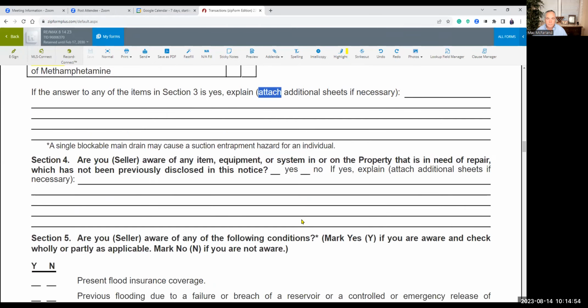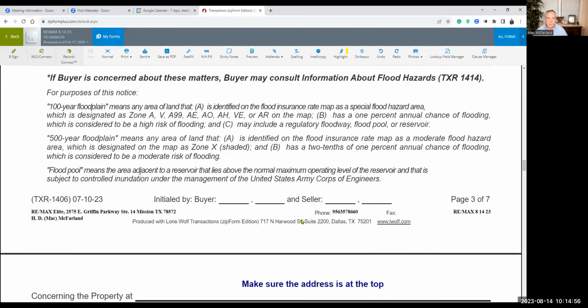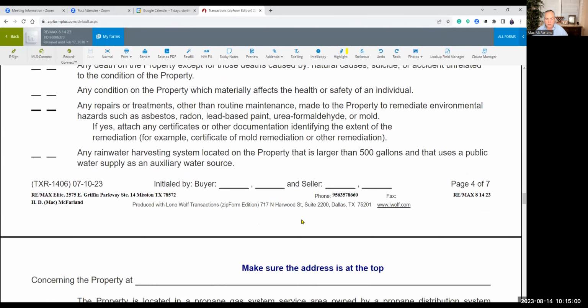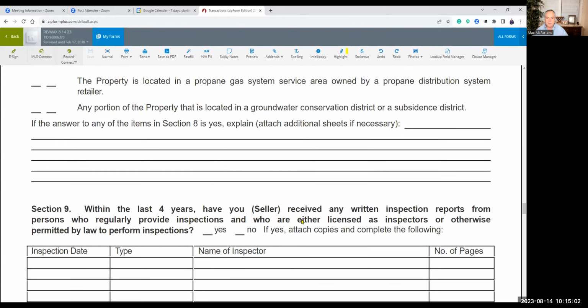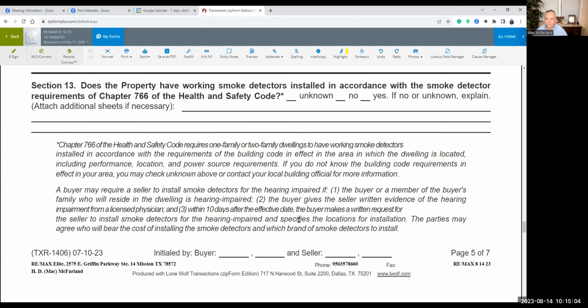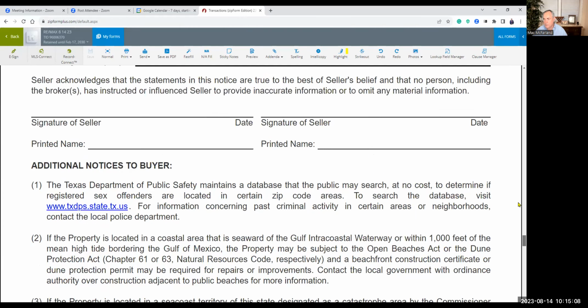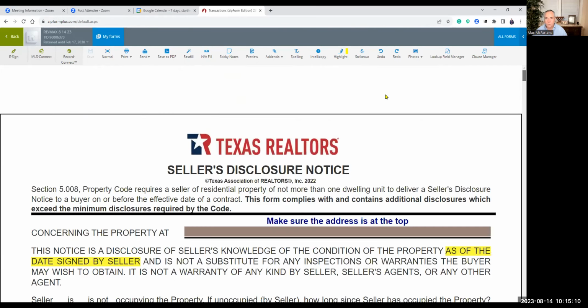Once again, on the listing side, we always want a copy of the buyer's signed seller's disclosure notice, no matter which one we use. Some of you are using Seller's Shield, which is absolutely great, more so in Corpus Christi than anywhere else, which is good. Absolutely love that.